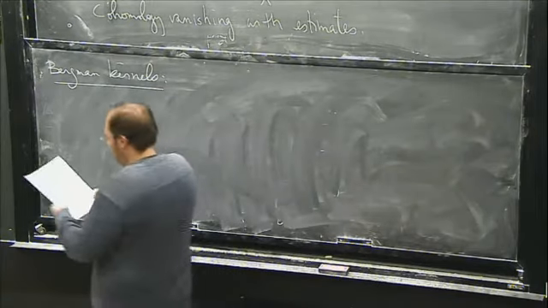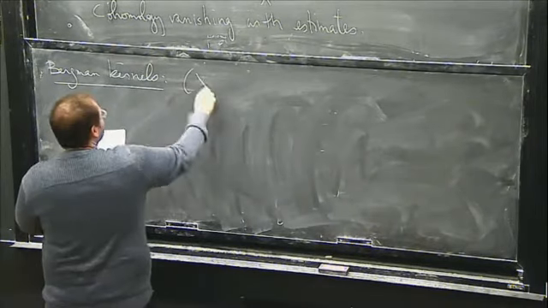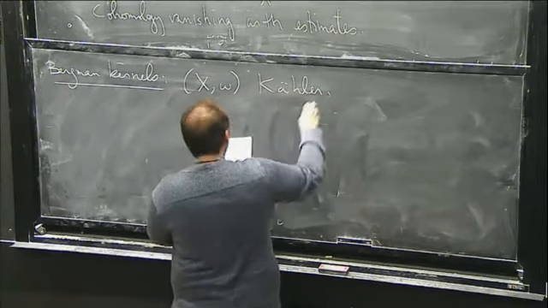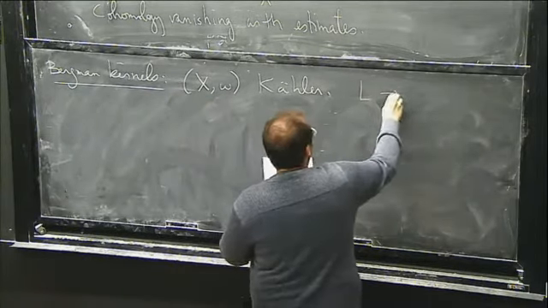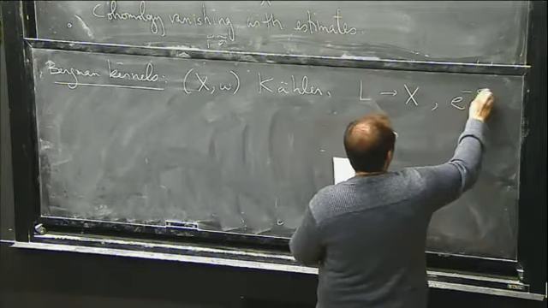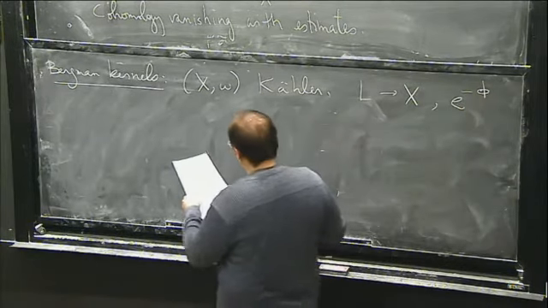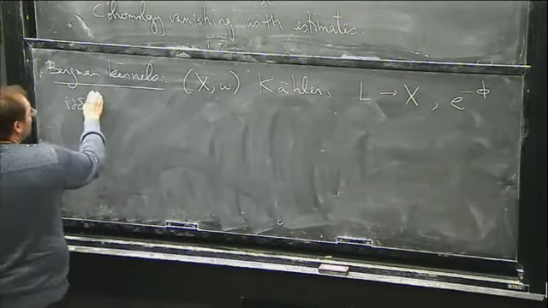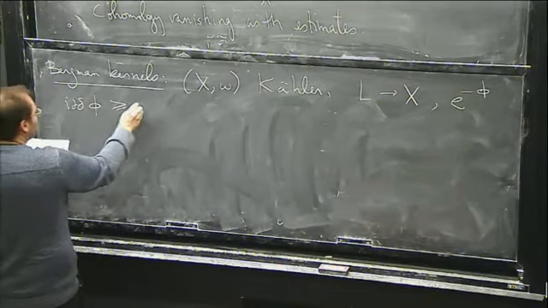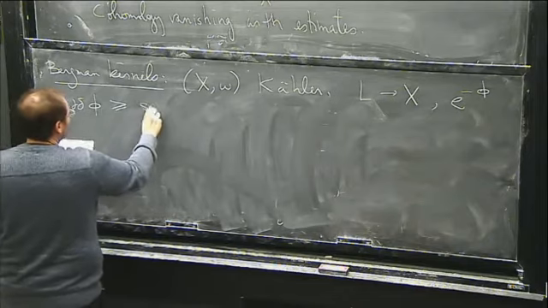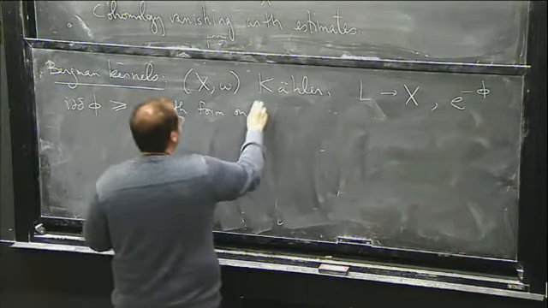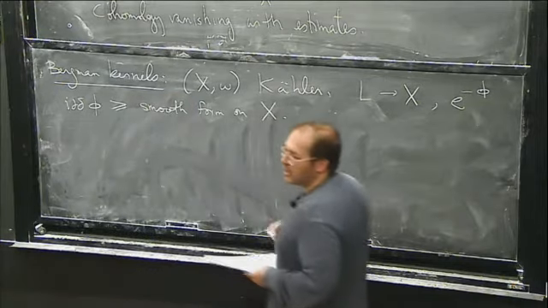Okay, so suppose you have some Kähler manifold with a holomorphic line bundle and a singular Hermitian metric, e to the minus phi. And let's just assume, for simplicity, that i dd bar of phi is greater than or equal to some smooth form on X. Any smooth form on X is fine.